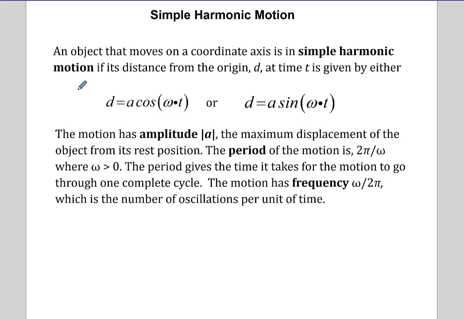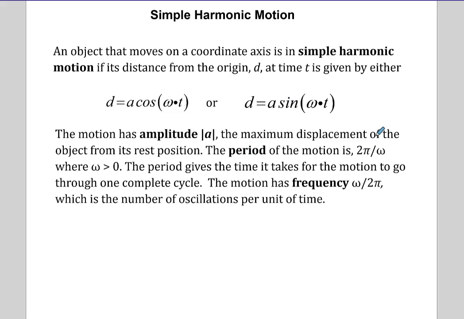An object moves on a coordinate axis in simple harmonic motion if its distance from the origin D at any time t is given either by the cosine times omega t or the sine times omega t. The motion has an amplitude a, the maximum displacement of the object from its rest position. So if the function is cosine, that's being pulled up or down. But if it's sine, that's starting at rest or at zero or at the origin.